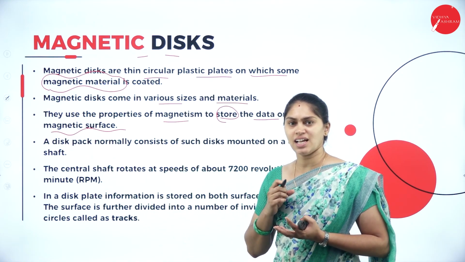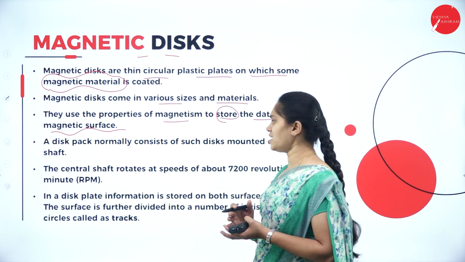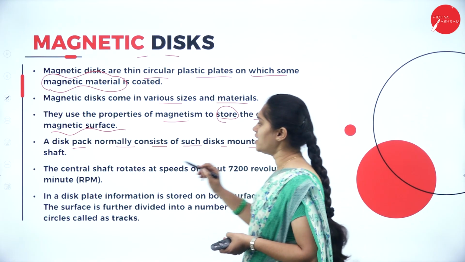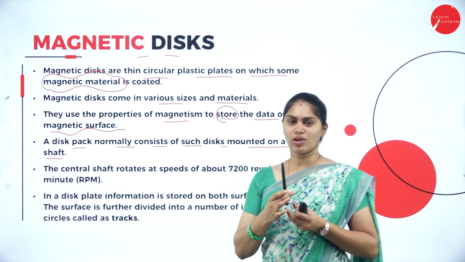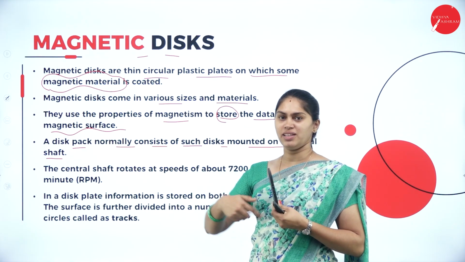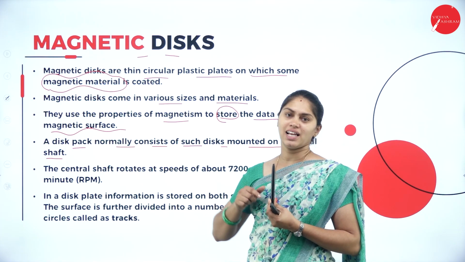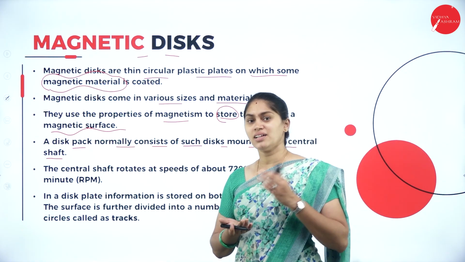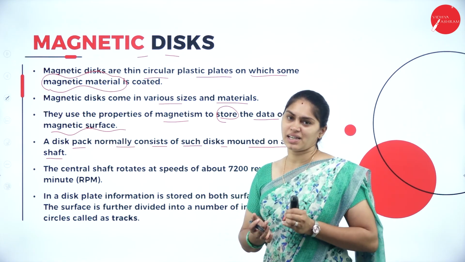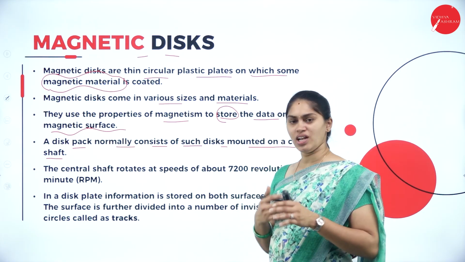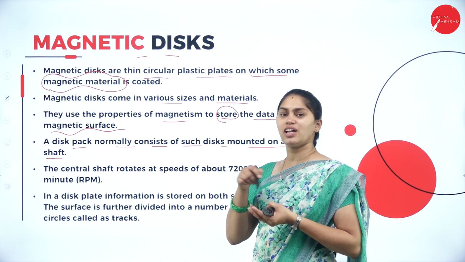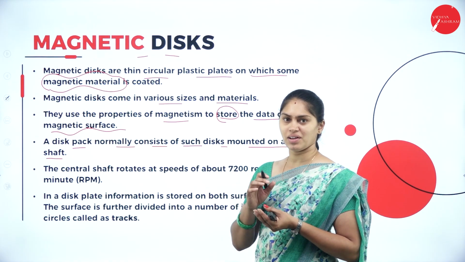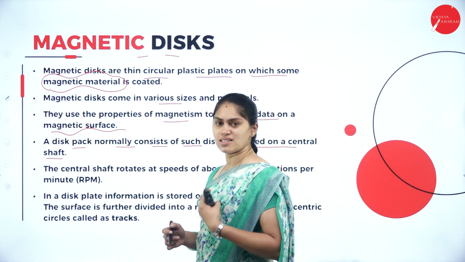Then we fetch the data from that magnetic surface. A disk pack normally consists of such disks mounted on a central shaft. It looks like this: the central shaft is there, and on it we have circular plastic plates. The plates hold the magnetic disk, which has the ability to store the data and information permanently. Then it does the rotation. Take the example of a floppy disk or hard disk. When we insert it, it starts rotating.